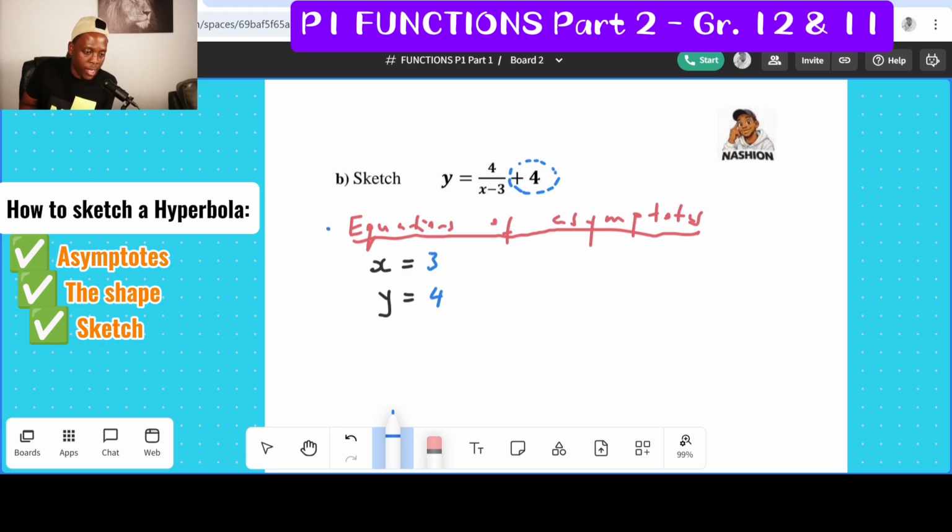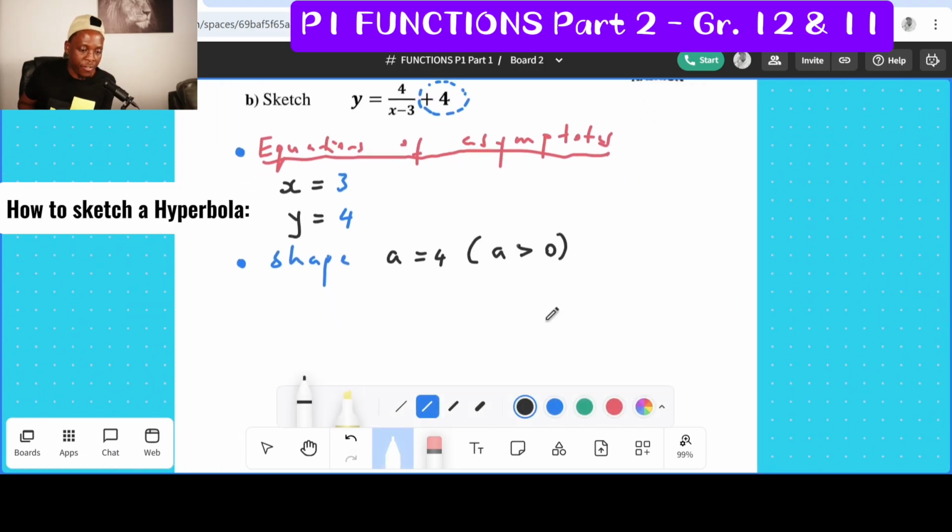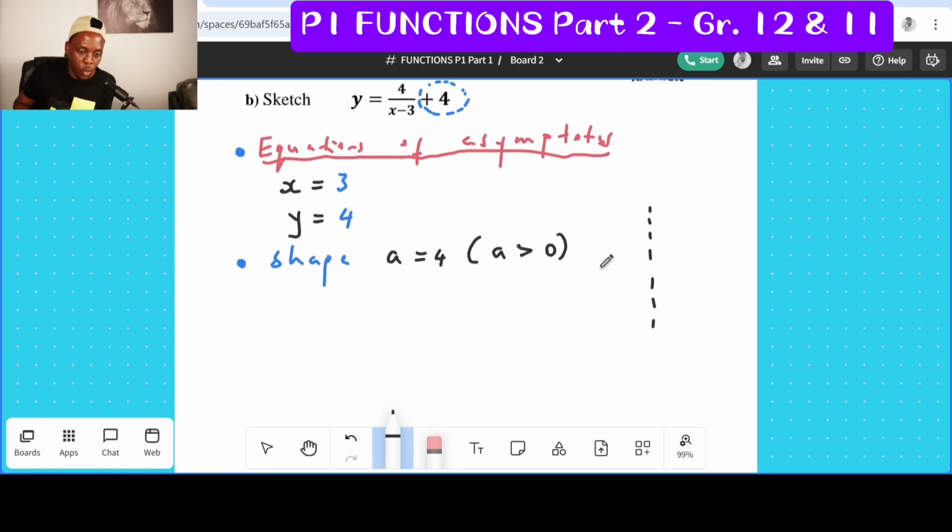So once we are done with the asymptotes, we proceed to predict the shape of the graph. The shape is always determined by the sign of A. So in this case, A is equal to 4, and 4 is a number which is greater than 0. So when we sketch our graph in the asymptotes, since A is a positive number, the graph is gonna be in the first quad like this and reflect in the third quad like that.